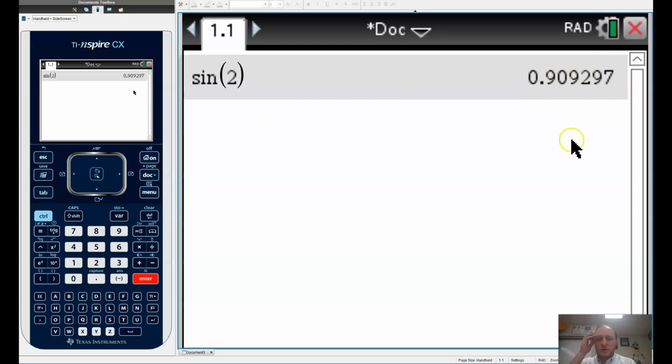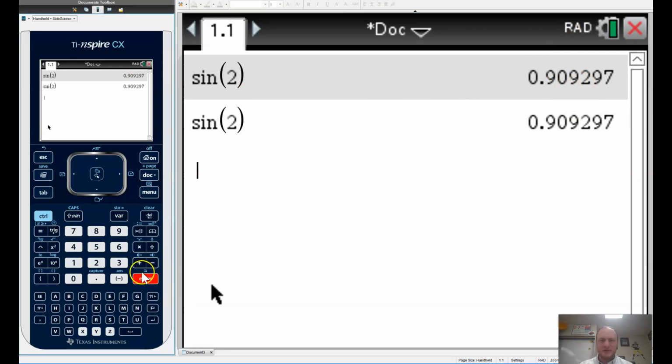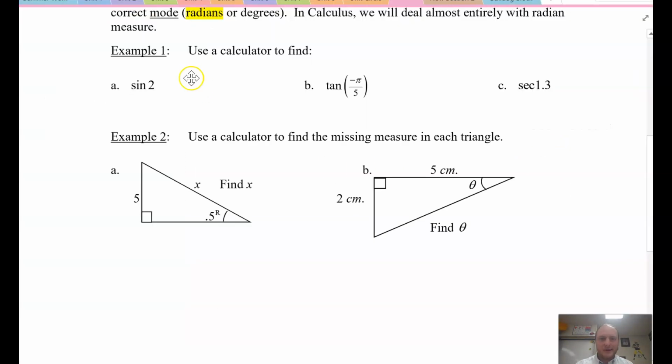Just a note, if you do have the CAS and for some reason it spits out sine of 2 as your answer, then you'll have to approximate it. So control, enter, right? You'll see in blue the approximation sign to get that value, okay? So 0.909. This is not equal, this is about 0.909. Remember, 3 decimal places, rounded or truncated, minimum.